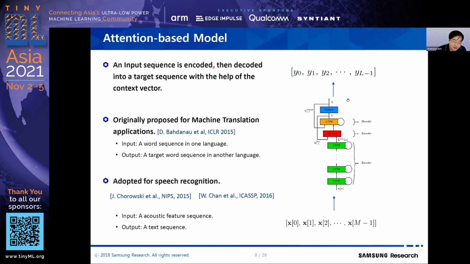For training the attention-based model, unlike the previous RNN-T or CTC-based approach, we usually use the cross-entropy loss. And almost always, we are using the teacher forcing approach. In the teacher forcing approach, during the training phase, instead of using the inference output, we use the ground truth label to train the decoder portion. So this attention-based approach is quite popular.